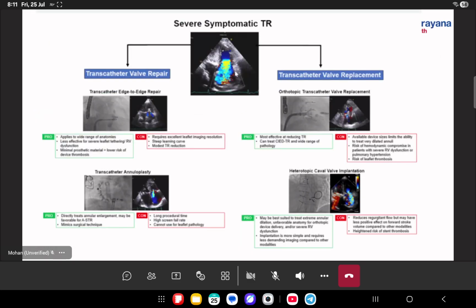So severe symptomatic TR, according to the diagnosis, whether transcatheter valve repair is feasible means it can be done, or if it is not, then transcatheter valve replacement can be done.